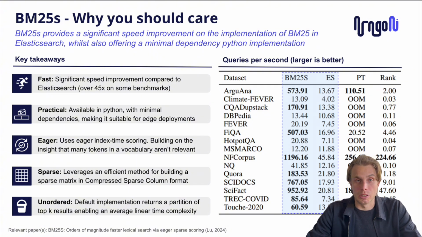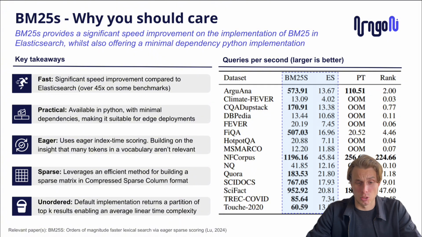Now, if you look through these results, you'll see that BM25 is strictly more performant than Elasticsearch. For some of these, it's up to a 45 times improvement. What these numbers are telling us is the amount of queries per second that can be provided by both of these systems. So larger queries per second is better.